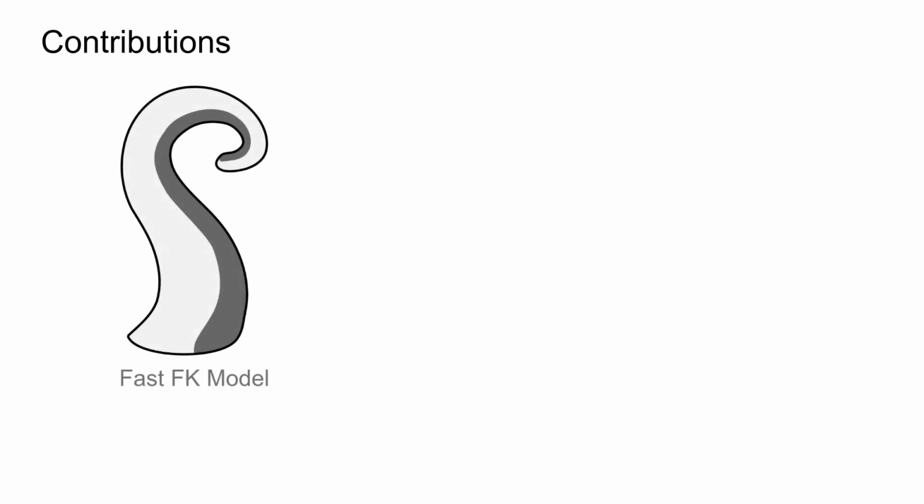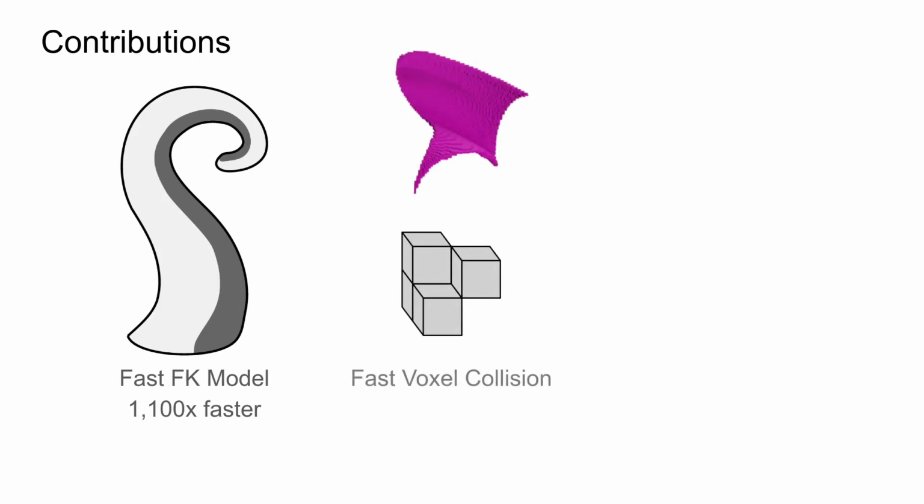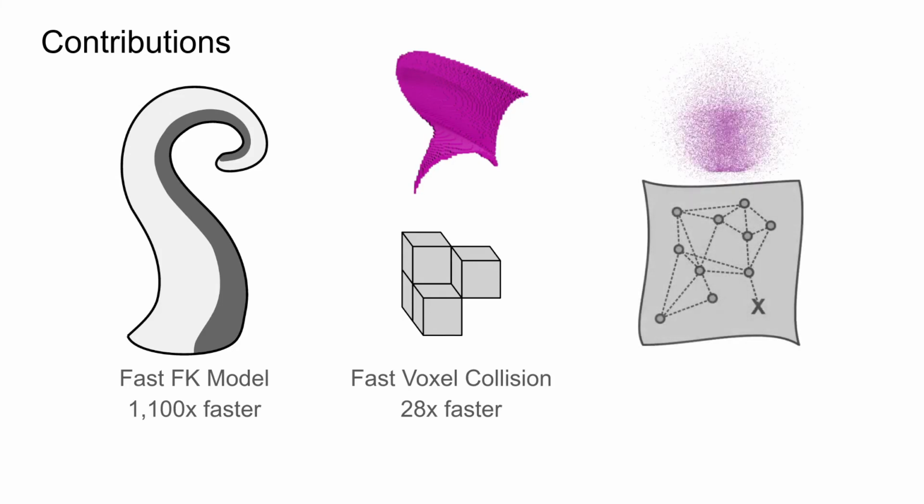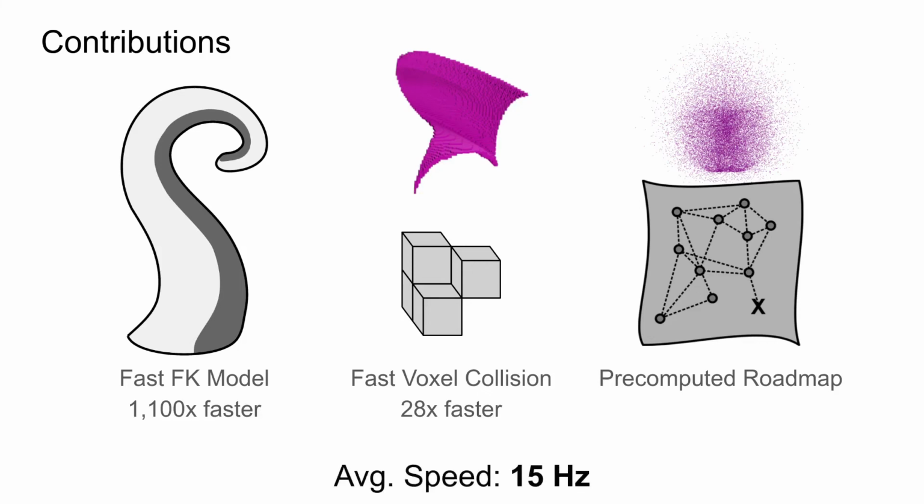Our contributions are: 1. A much faster forward kinematics model that is 1,100 times faster. 2. A fast voxel collision method that is 28 times faster than mesh checking. And 3. We leverage a precomputed roadmap to improve the speed and quality of planning. We achieve an interactive rate at 15 Hz on average.